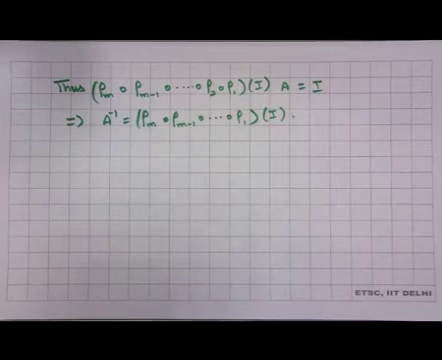So, how to obtain the inverse of a matrix? Just apply the same set of elementary operations that you applied on A to obtain the identity matrix. Apply the same set of operations on identity, what you will end up with is the inverse of A. Now, let us do an example.